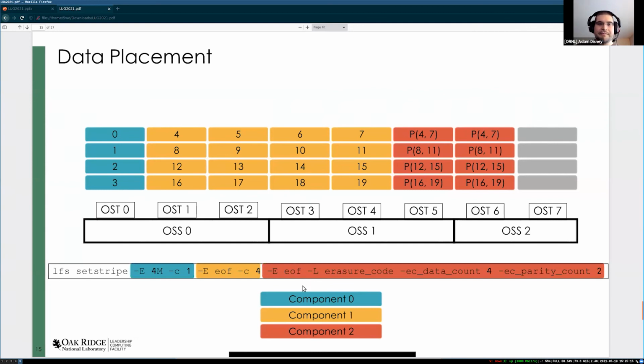I guess one thing you could do is define a bunch of OST pools where every element of the pool is independently failing. And so you have a bunch of those, and then that way you say, for this component, use this pool, for this component, use a different pool. And then that guarantees that they're all separated and on different things.